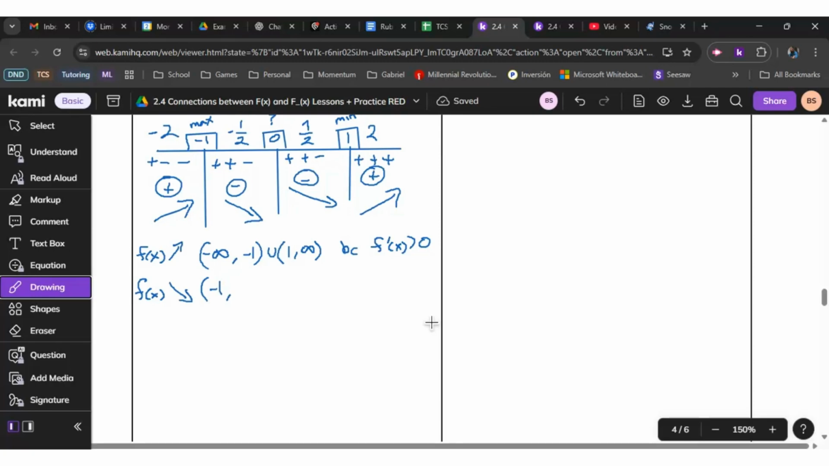So it's decreasing from negative 1 to 0 and from 0 to 1. Why is it doing it? Because the derivative is negative.